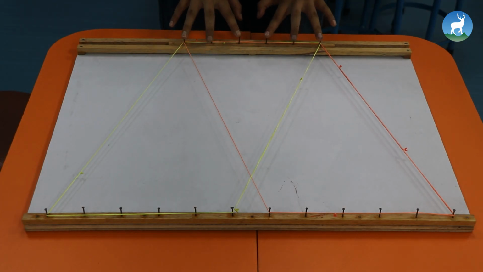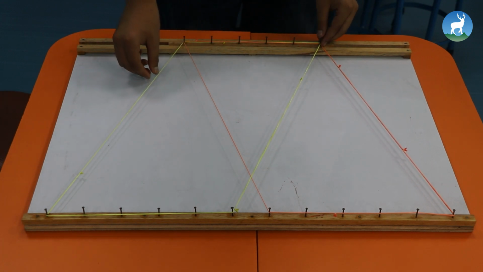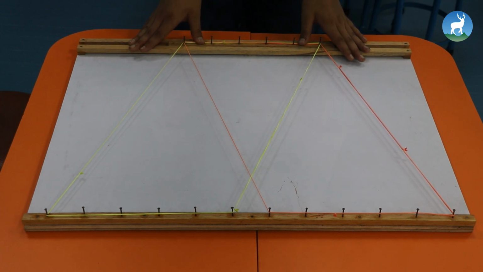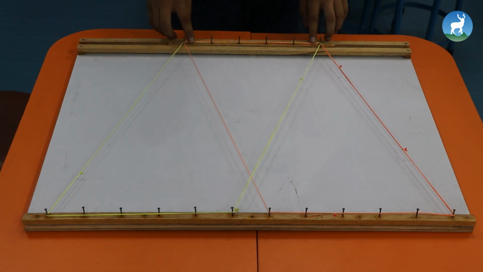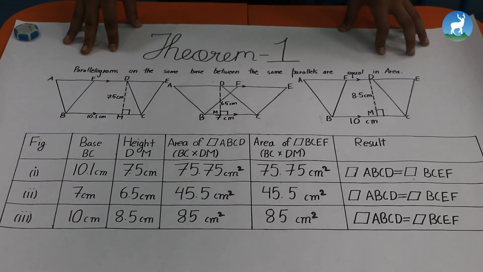So for our first theorem, the area of parallelograms made from the same base are equal. Here we have two parallelograms that are made from the same base, and according to this theorem both of them are supposed to be equal in area. Here we have the experimental verification of our first theorem.